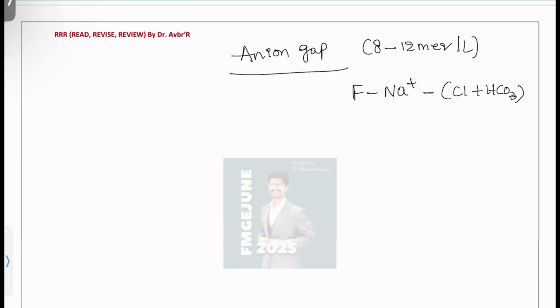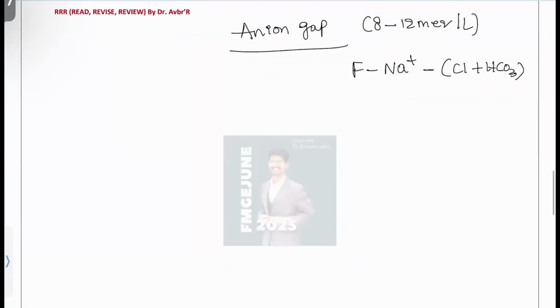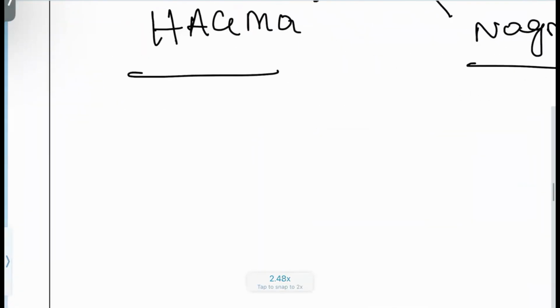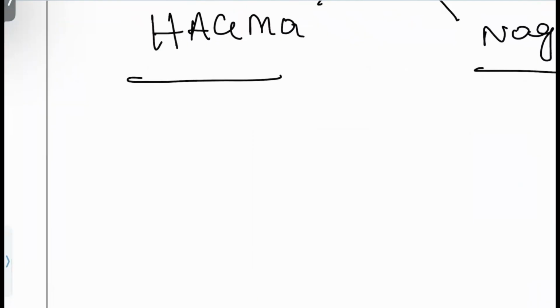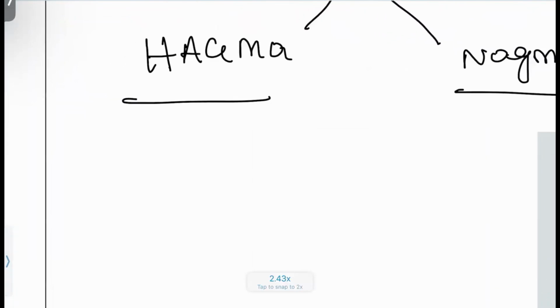And next, we are going to check there are two kinds of anion gaps. One is your HAGMA and another one is your NAGMA. All right. What is a HAGMA and what is a NAGMA? HAGMA is your high anion gap with metabolic acidosis. And the next one is your normal anion gap with metabolic acidosis.